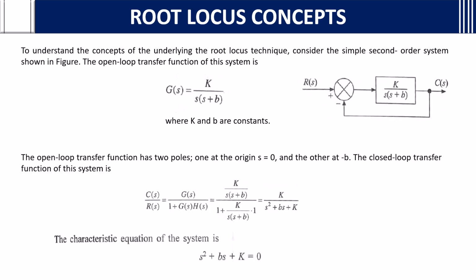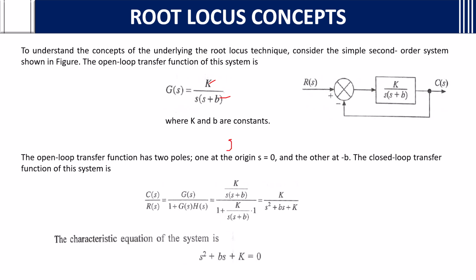To understand the concepts underlying the root locus technique, consider the simple second order system shown in the figure. The system is given such that K by s into (s plus b) is G of s, and unity negative feedback is given. K and b are constants. The open loop transfer function has two poles, one at the origin and the other at minus b.